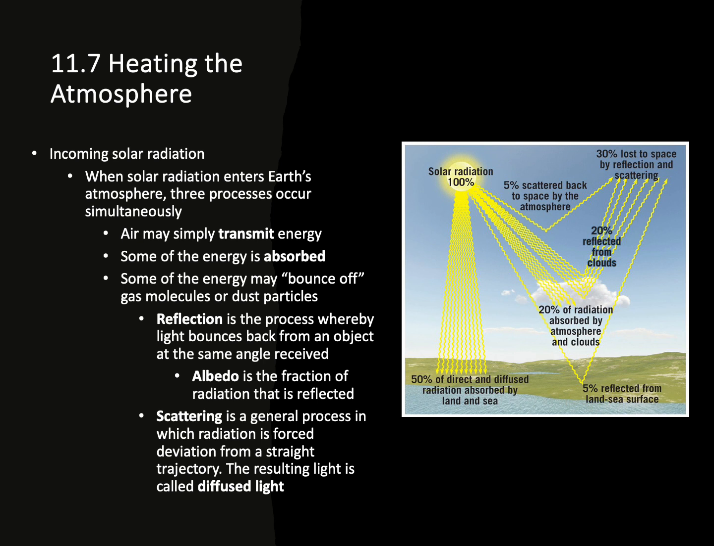But the amount of radiation that's reflected is going to depend on something that's called albedo. And albedo is the amount of radiation that's reflected off of a surface. And we see that light-colored objects have a higher albedo or reflect more light than darker-colored objects do.